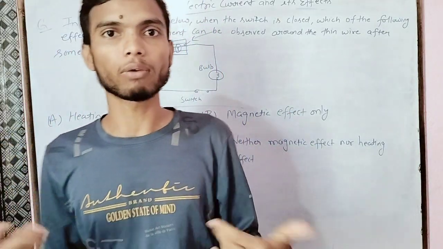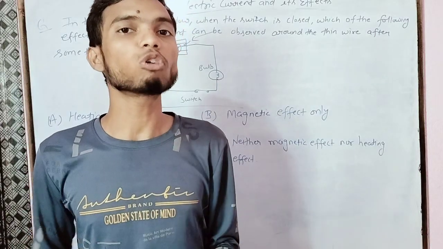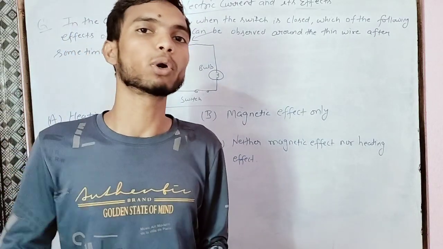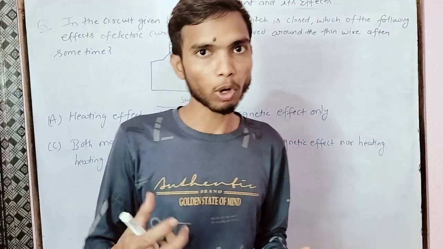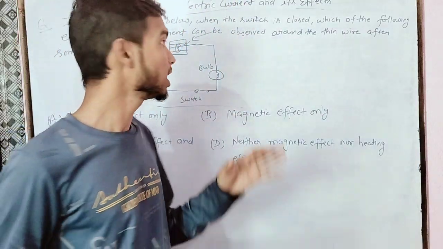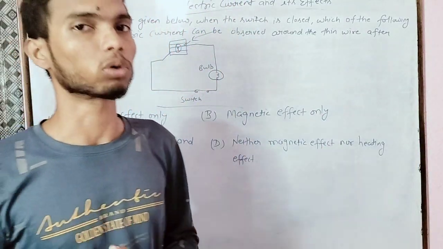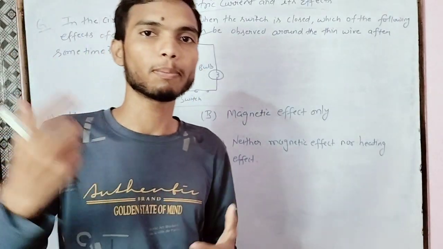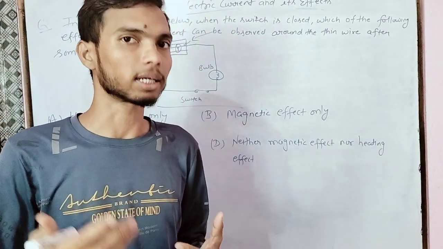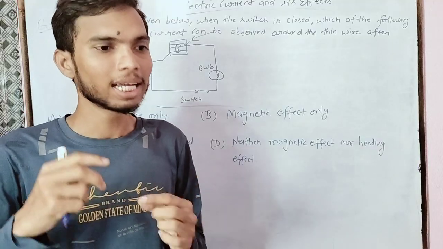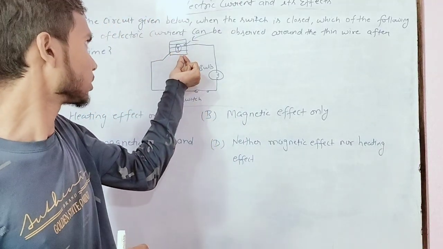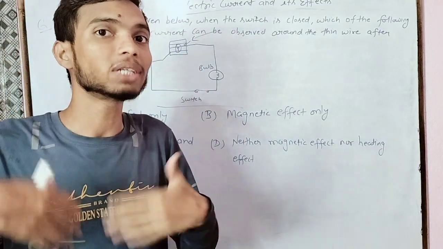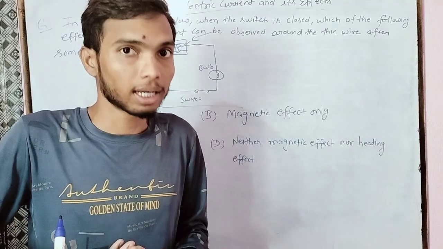But it is a long wire. So of course, after some time, it will produce a heating effect because the length of this wire is more. That's why. Now this wire is enclosed with a magnet. That's why here this magnet is working as a current.